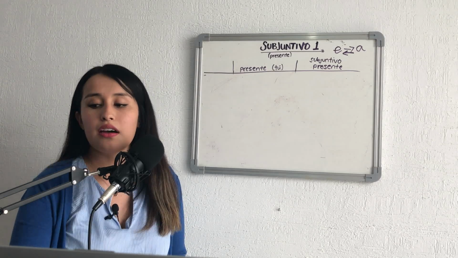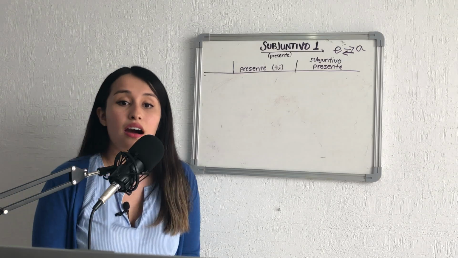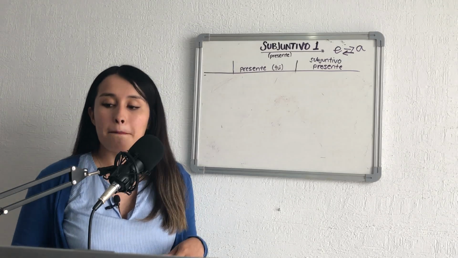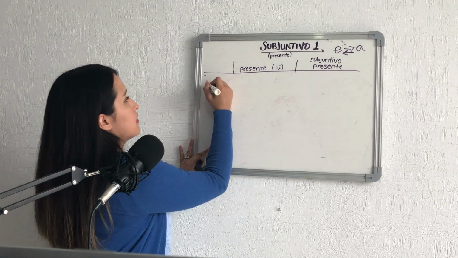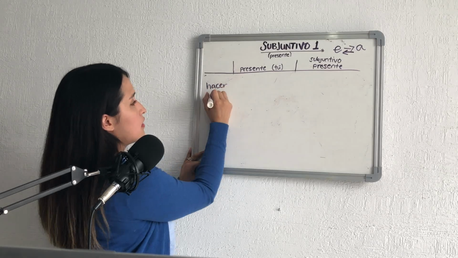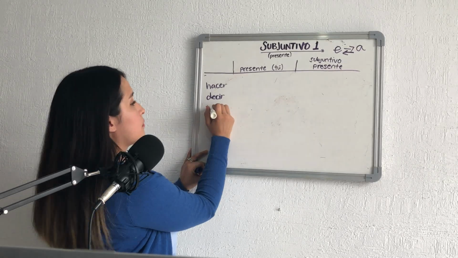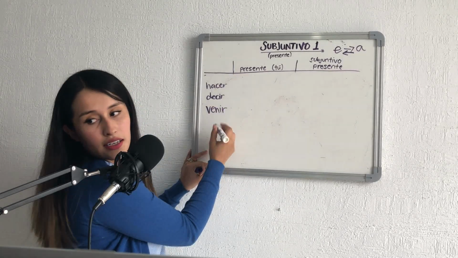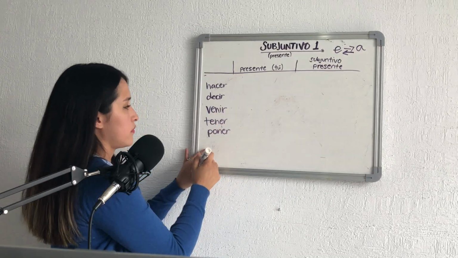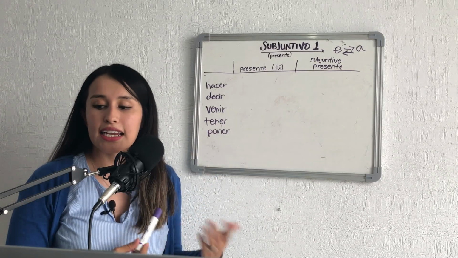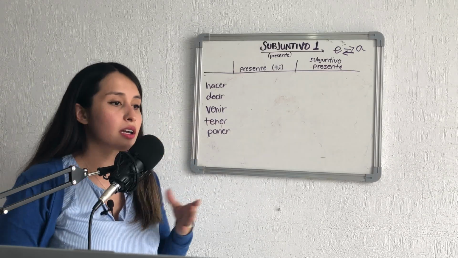So we have some very special verbs that work a little bit different, and I'm just going to tell you what they are. We are not going to conjugate all of them, but I want you to have the list, okay? Those special verbs are hacer, decir, venir, tener, poner. Okay, and some others like crecer, huir, and salir. But we have these 5 verbs that are very, very common in Spanish, okay?